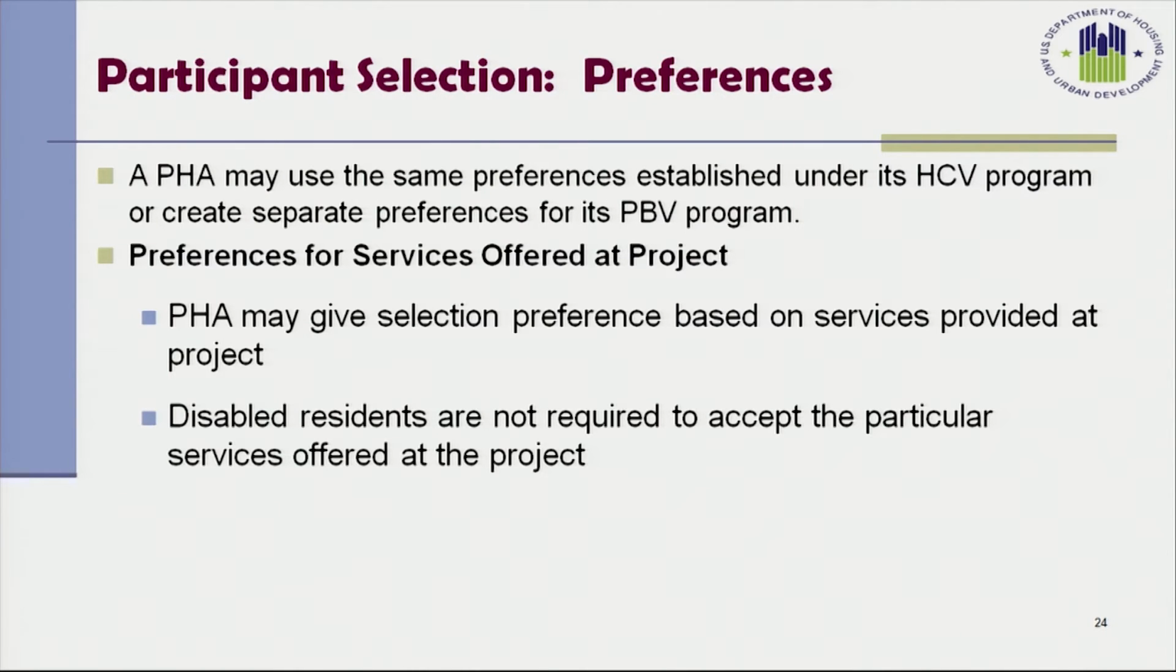Preferences. A PHA may use the same preferences established under its HCV program or create separate preferences for its PBV program. Preferences for services offered at the project include: a PHA may give selection preference based on services provided at the project. Disabled residents are not required to accept the particular services offered at a project.